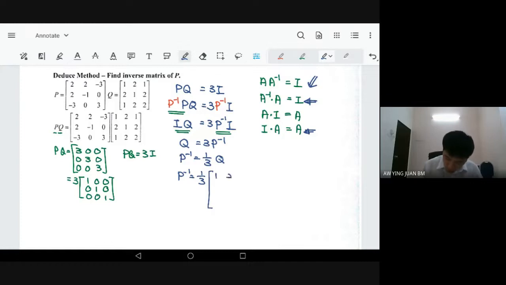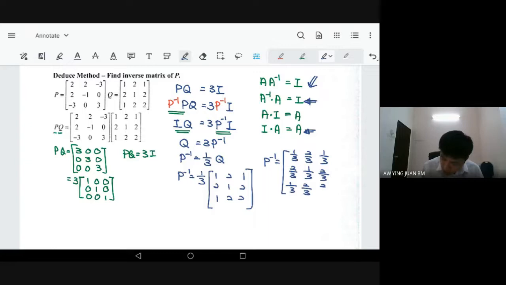Entering the entries of Q, simplify or expand the situation. So P inverse equals 1 over 3, 2 over 3, 1 over 3, 2 over 3, 1 over 3, 2 over 3, 1 over 3, 2 over 3, 2 over 3. You may refer to the previous situation and you notice that the P inverse for the adjoint method is the same as for the deduce method. So that is how we find the inverse matrix for P.